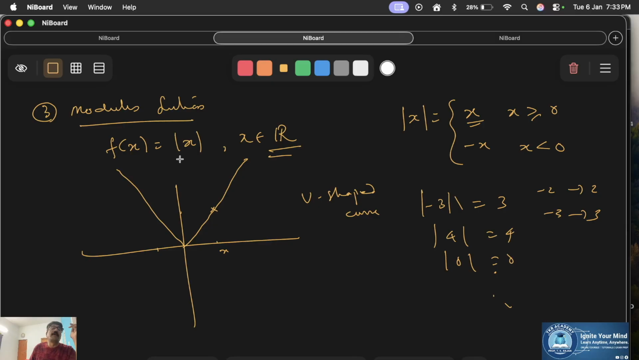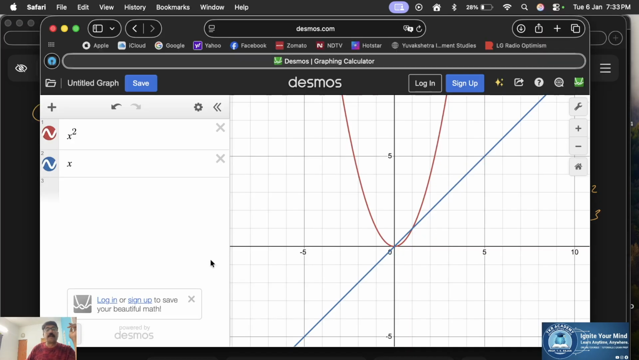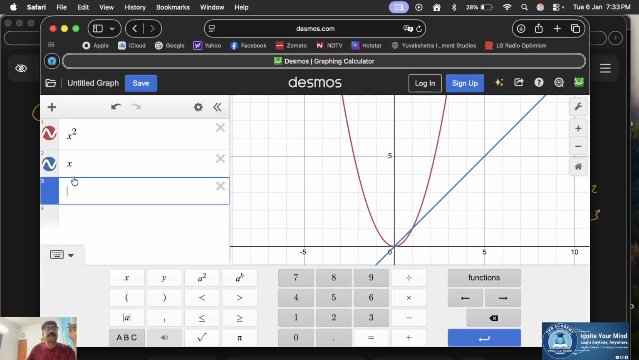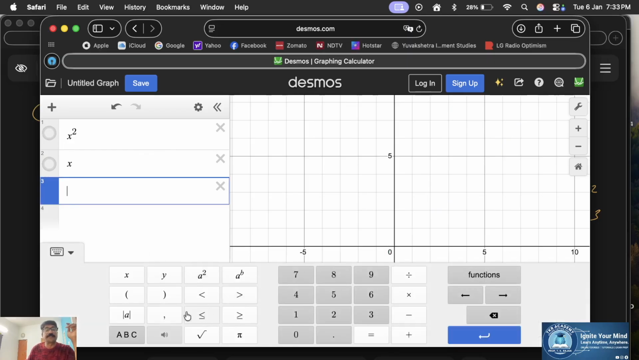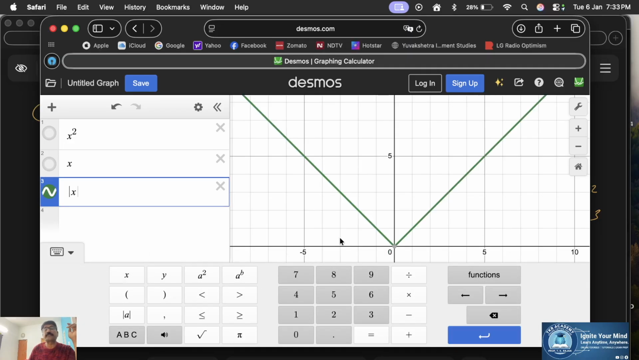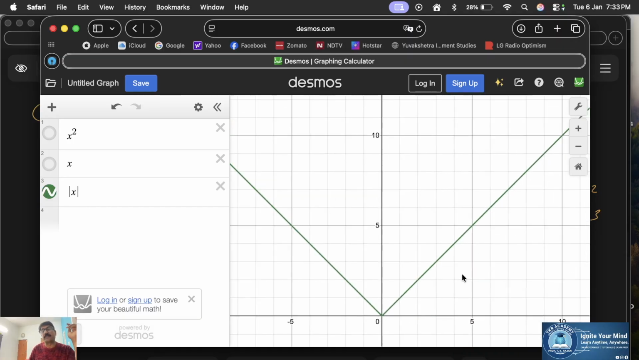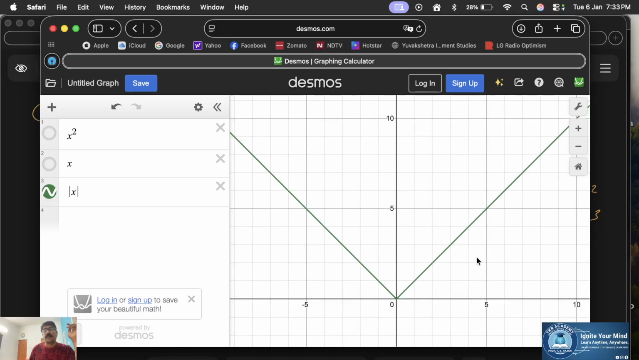The graph of this modulus function is a V-shaped curve. This also you can see using Desmos. I am taking absolute value of x here. See here, this is the graph of the function. It's a V-shaped curve. This angle is 45 and this angle is also 45. Actually it is 135.